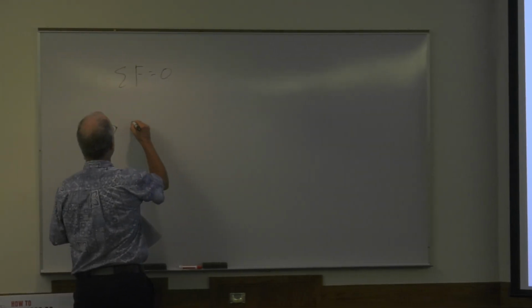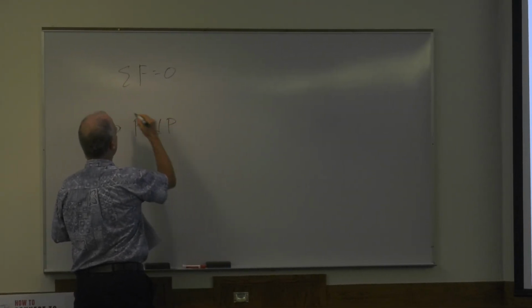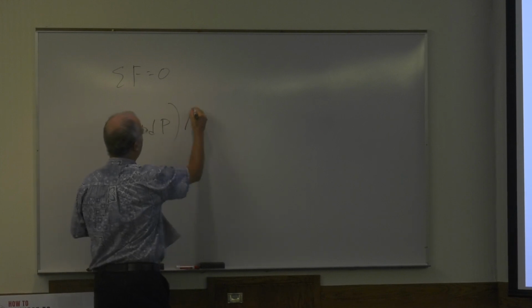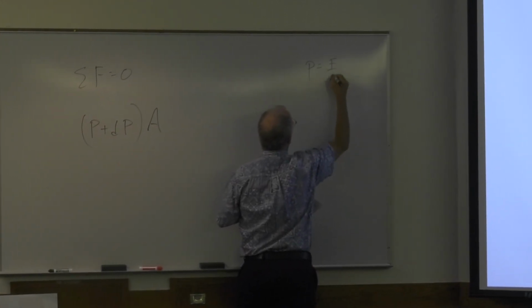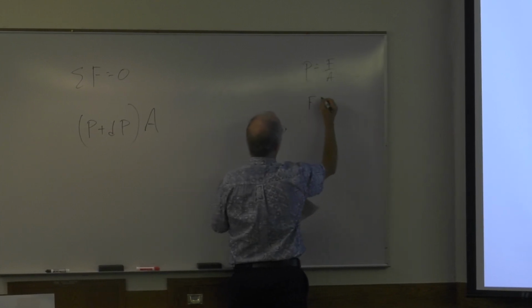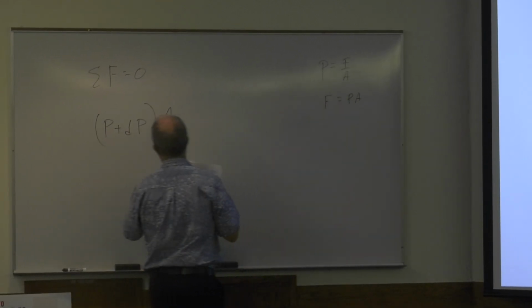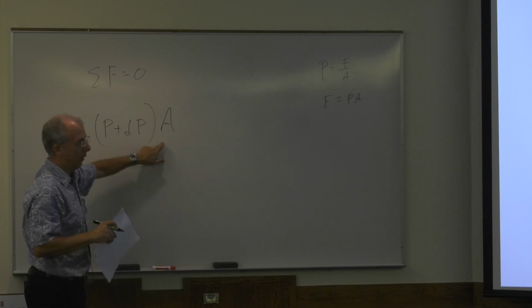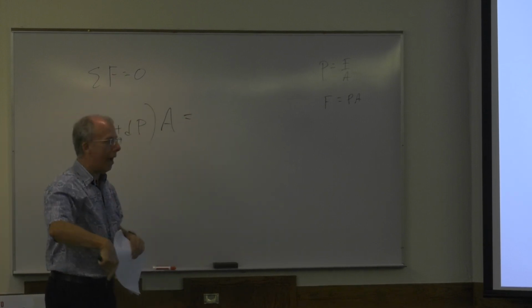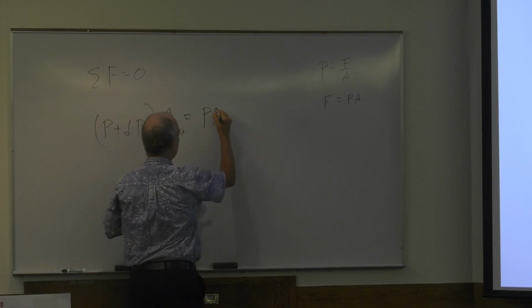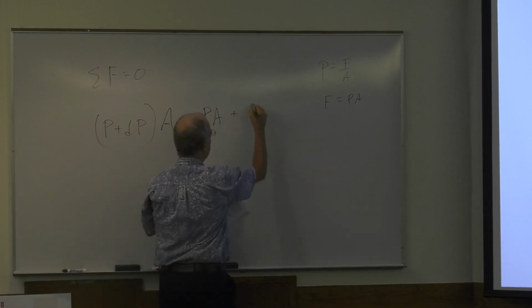So we have (P plus dP) A, right? I mean, think about it. Remember, pressure is force over area, so therefore force is pressure times area. So here's pressure times area, pressure times area. So that's up, and that has to equal the forces going down. So that's PA plus dFg.